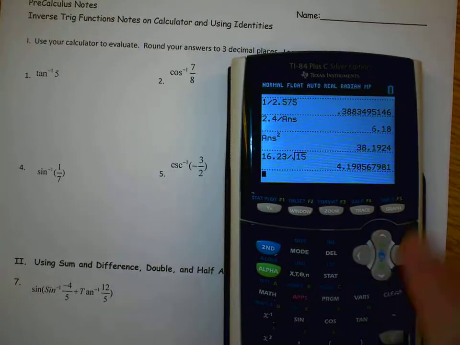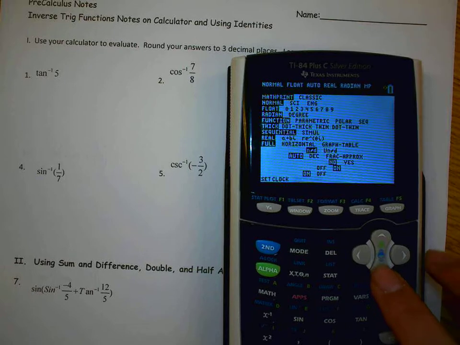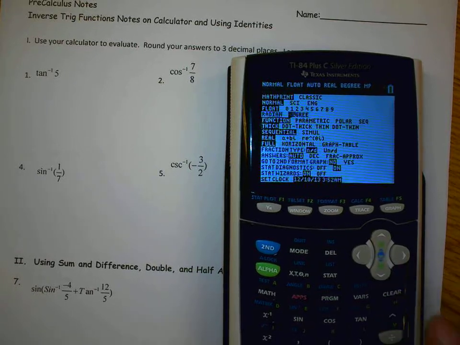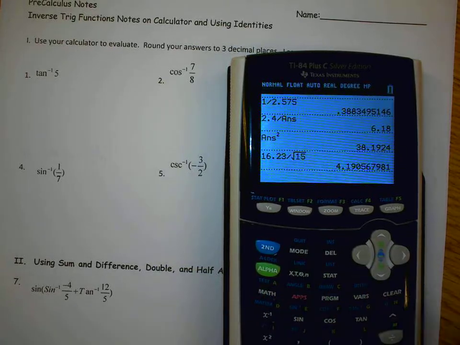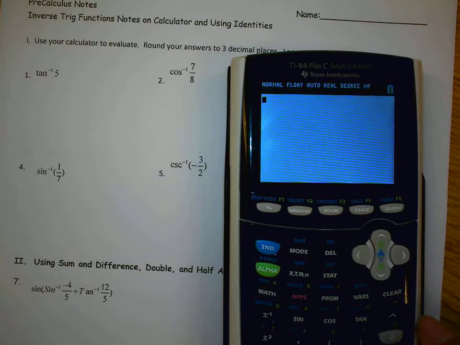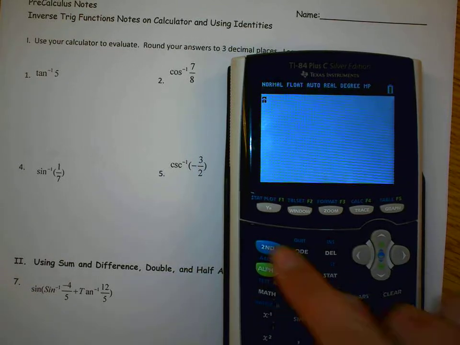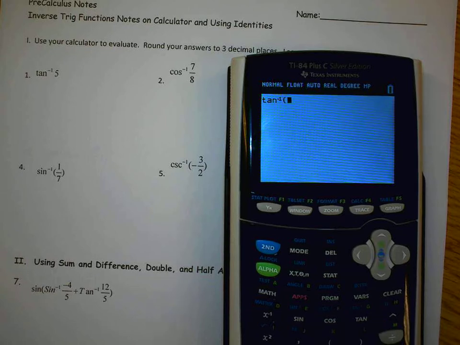We're going to go ahead and hit mode. Right now mine's in radians, so I'm going to change it over to degrees, and then quit out of that. Alright, so first one's inverse tangent of 5, so I'm going to hit second, tangent, 1 and 5, hit enter, and here's our answer, 78.690.